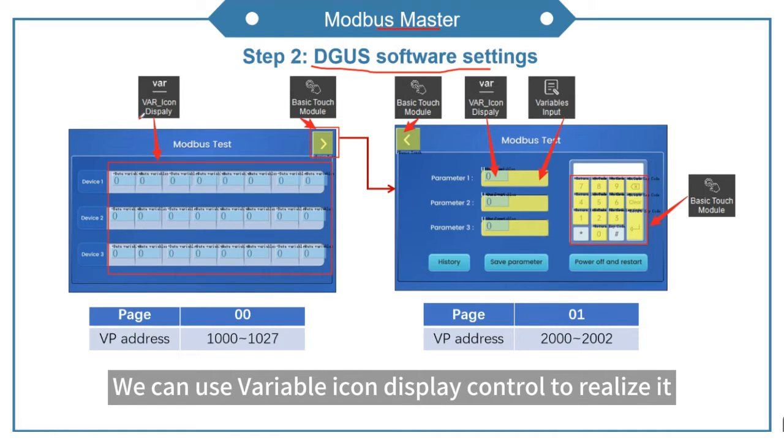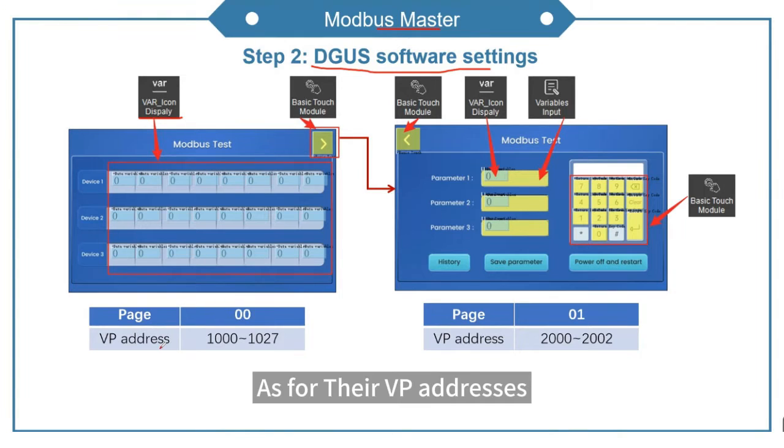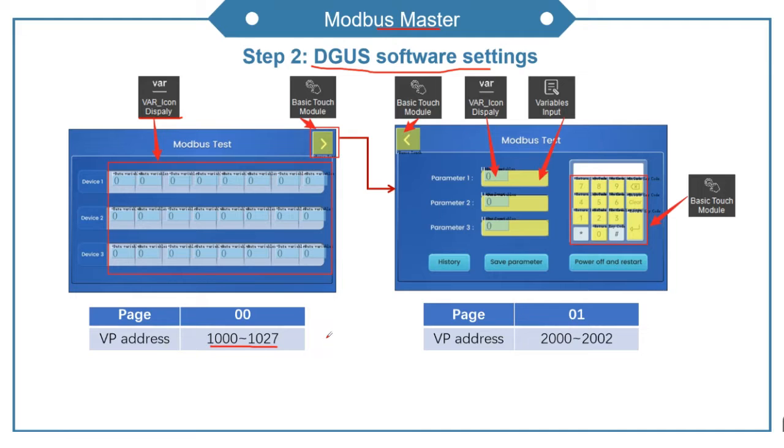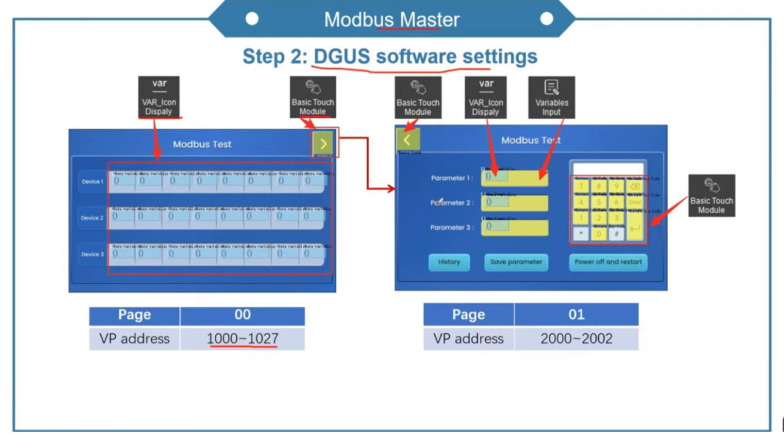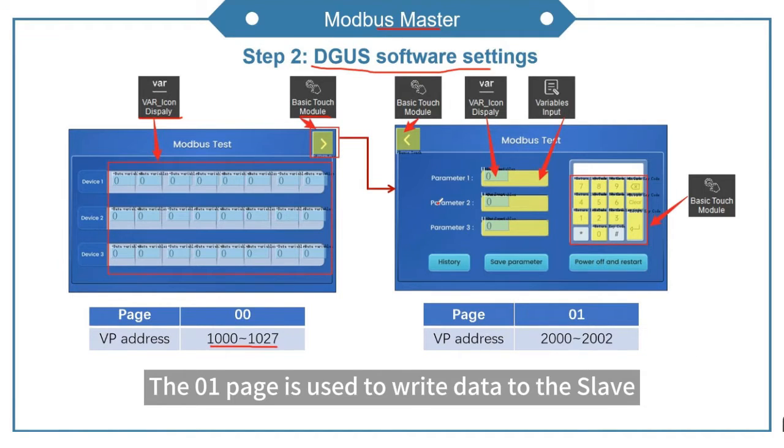We can use variable icon display control to realize it. As for their VP addresses, I set them from 1000 to 1027. Then, using the basic touch module to jump from the current page to page 01. The 01 page is used to write data to the slave.